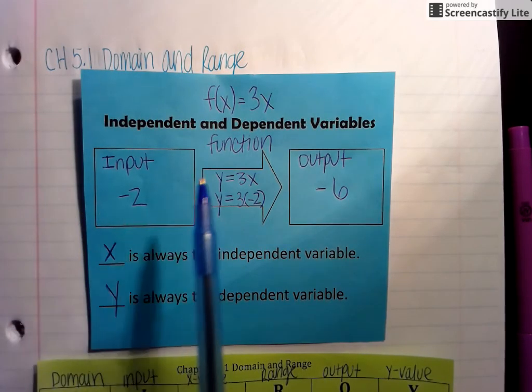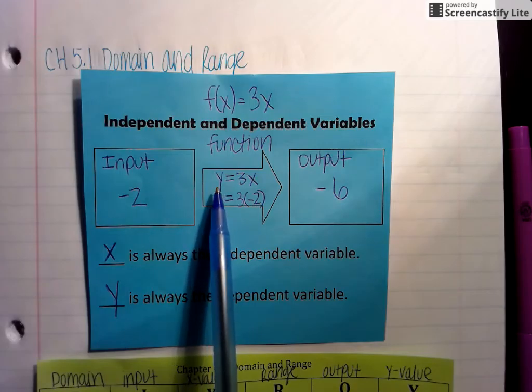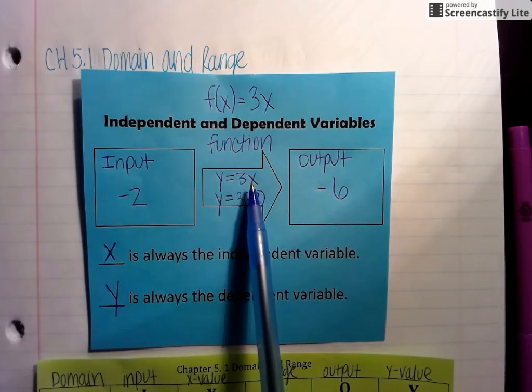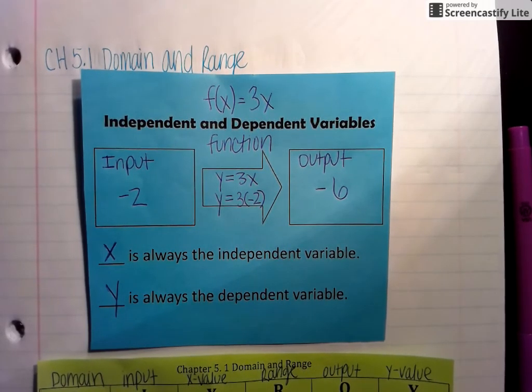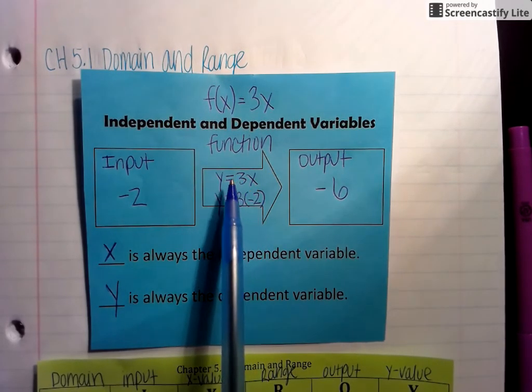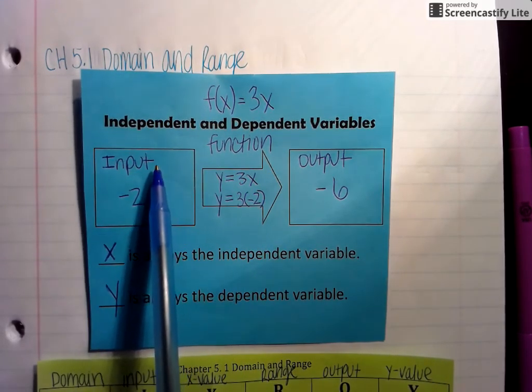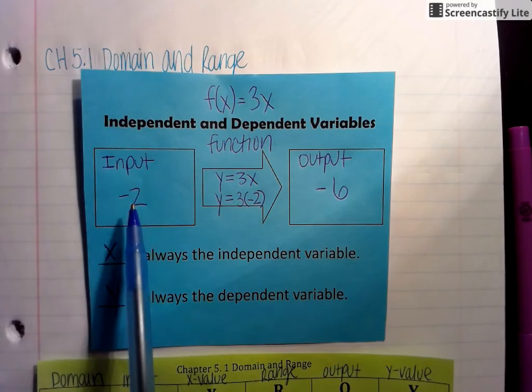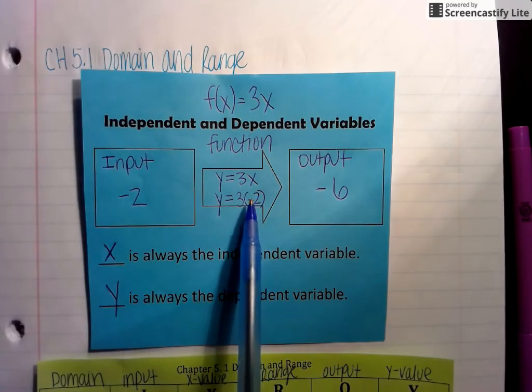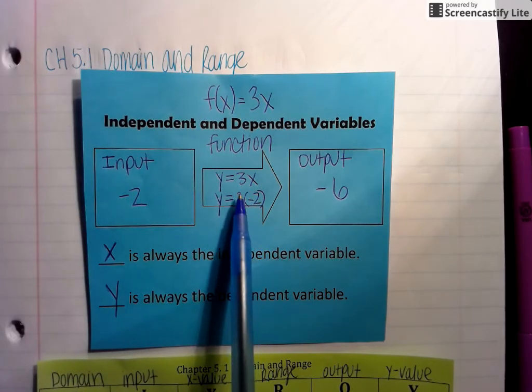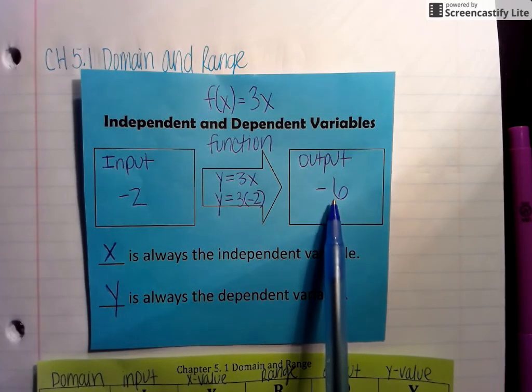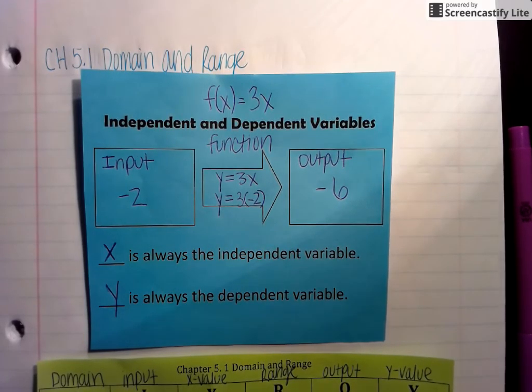So what happens is that if we had a linear equation like y equals 3x, a linear equation is a function. And if we were to put our input in, which is always going to stand for our x value, if we put in our x value of -2, we're going to get the output of -6. So what we put in, we're always going to get a direct output.